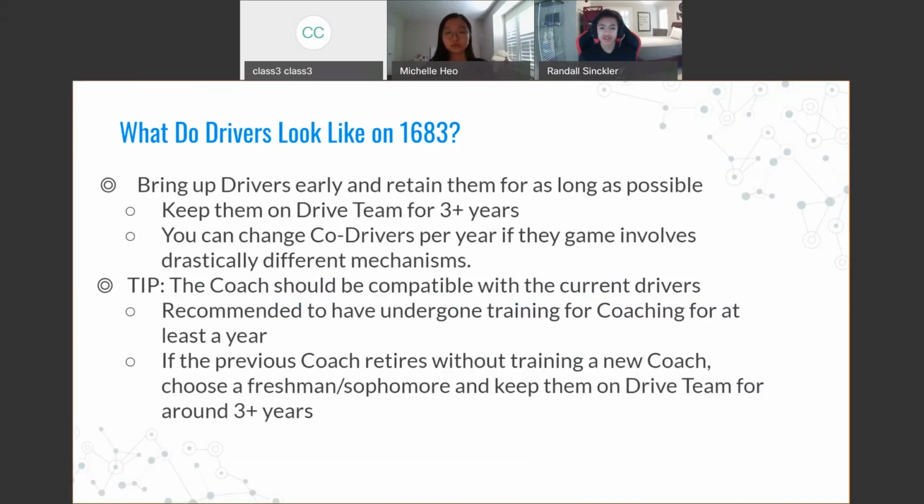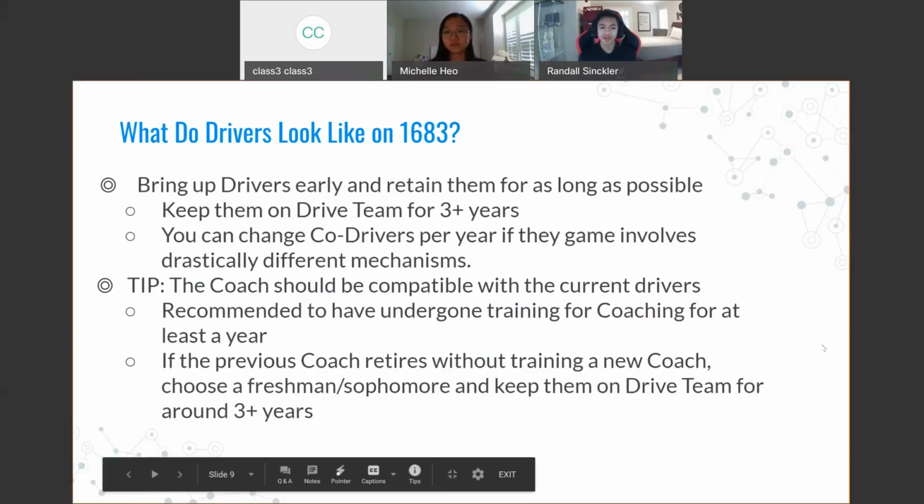though this is not as important since games change every year, therefore the mechanisms on your robot will change every year. Your coach also should be compatible with your drivers. On the field, they spend a lot of time communicating with each other, and the field's a very stressful environment, and that stress can bring out the worst in some of us, so a coach and driver that get along is optimal if you don't want an argument to break out mid-game.